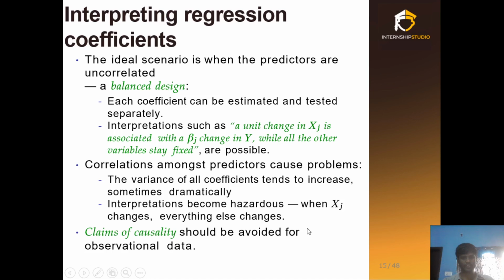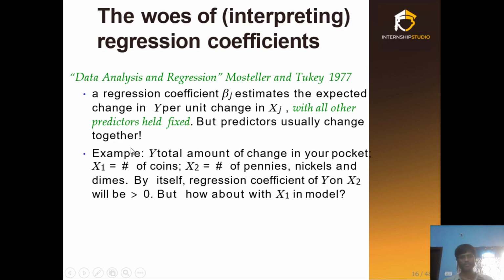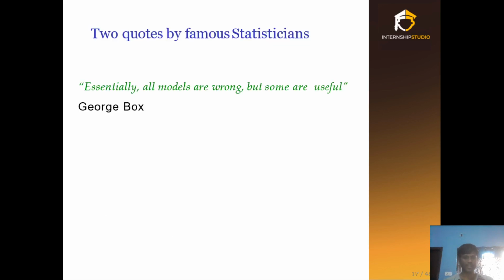Claims of causality should be avoided for observational data. So we are trying to see only correlations. We are not particularly concerned with causality, but more with the correlations that are present. That is the reason we are plotting the scatter plot and trying to identify the relationships, right? A regression coefficient beta j estimates the expected change in y per unit change in x with all other predictors held fixed, but predictors usually change together. As I have told you, there's a relationship between the predictors as well, right? How we are going to deal with it I'll explain in the upcoming sections.